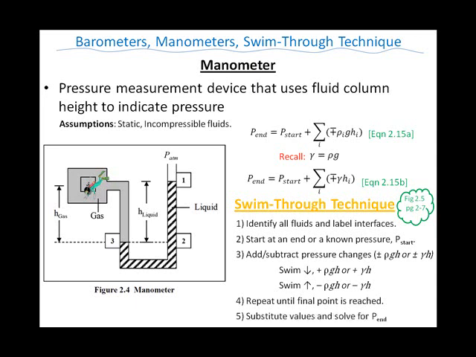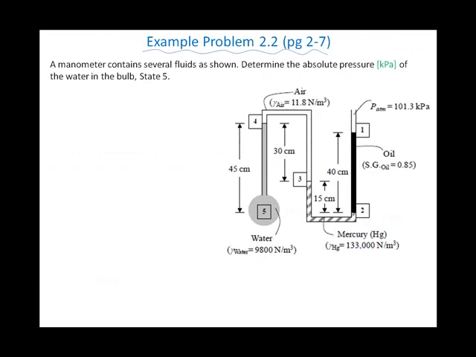I then substitute all the values and I solve for my ending pressure. Now, this is easiest seen by doing an example problem. So we're going to work through example problem 2.2, which is on page 2-7 of your textbook. Problem 2.2 states that a manometer contains several fluids, as shown below, and we need to determine the absolute pressure in kilopascals of the water in the bulb at state 5.